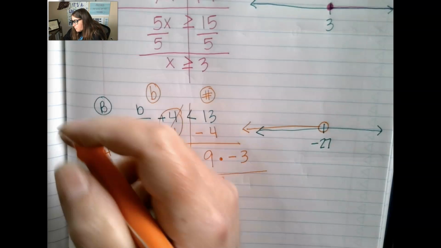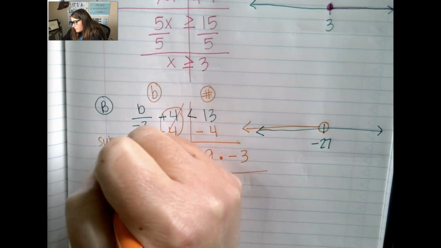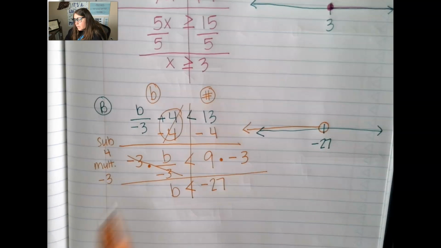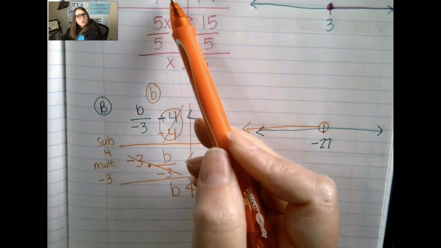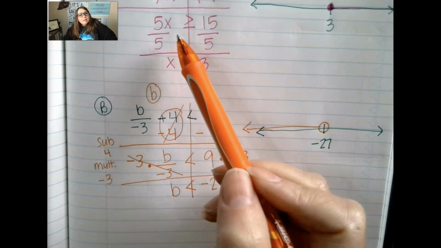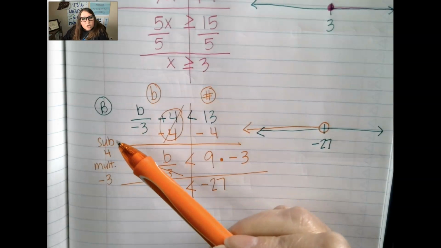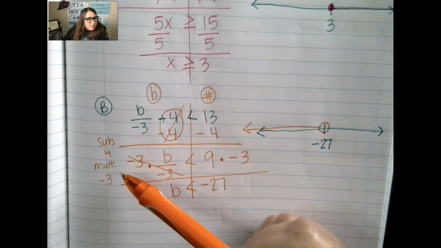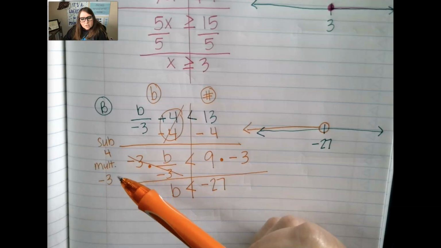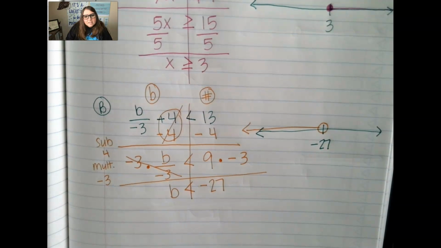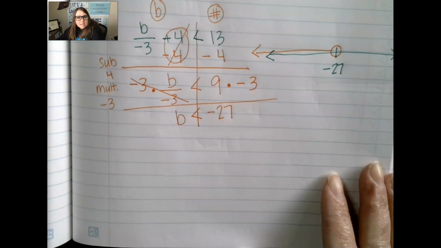Again, our first step was to subtract 4. Our second step was to multiply by -3. If you notice, we start with addition or subtraction first, and then do multiplication or division second. So step 1, step 2. Okay, let's go on to example 3. Okay, example C.